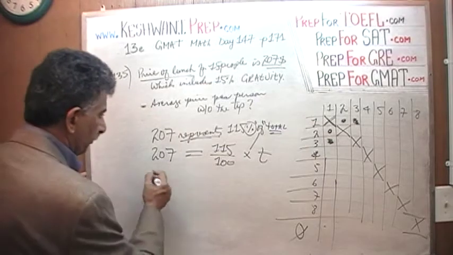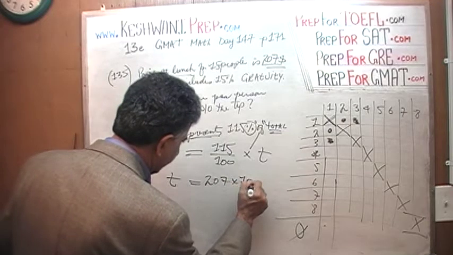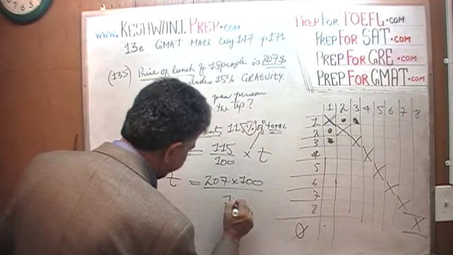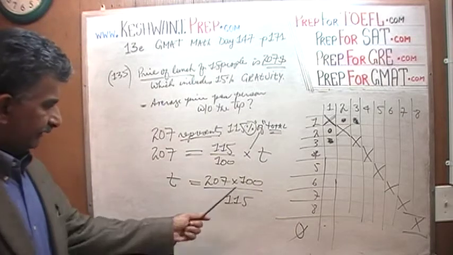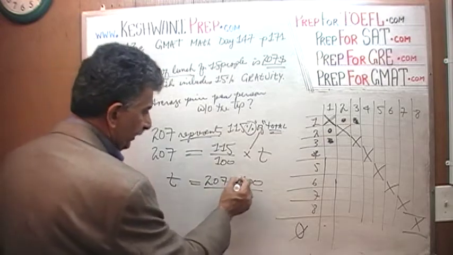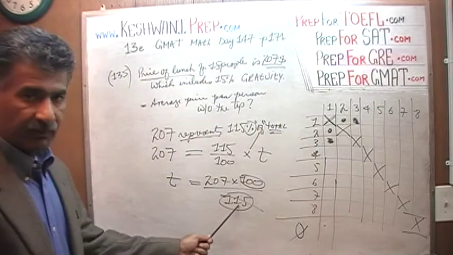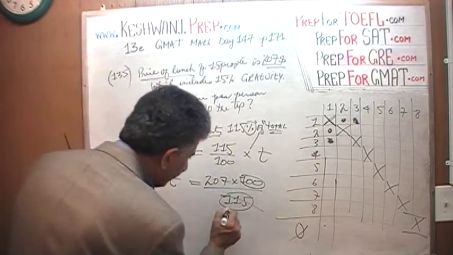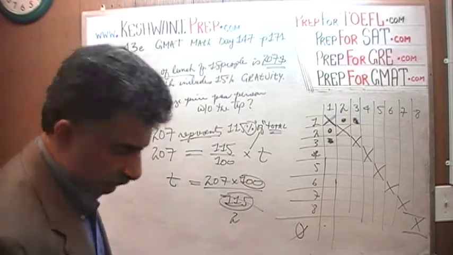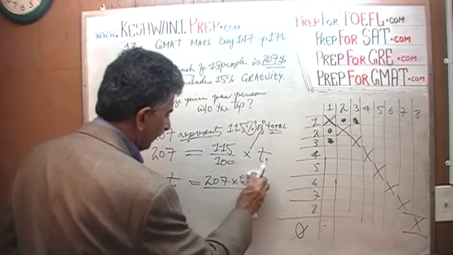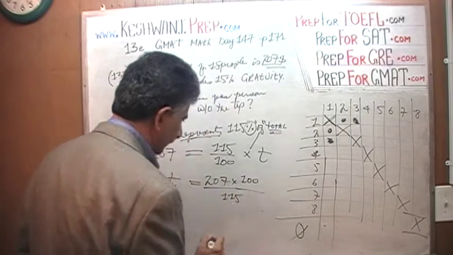Let's do it. Multiply both sides by 100, we get 207 times 100. Divide both sides by 115, and there is our T. Now all we have to do is simplify, which is not a big deal. Let's divide top and bottom by 5. How many 5s in 115? I shouldn't have done all this, because now it could be confusing. Let's rewrite it: it's 100 and 115. Let's divide top and bottom by 5.